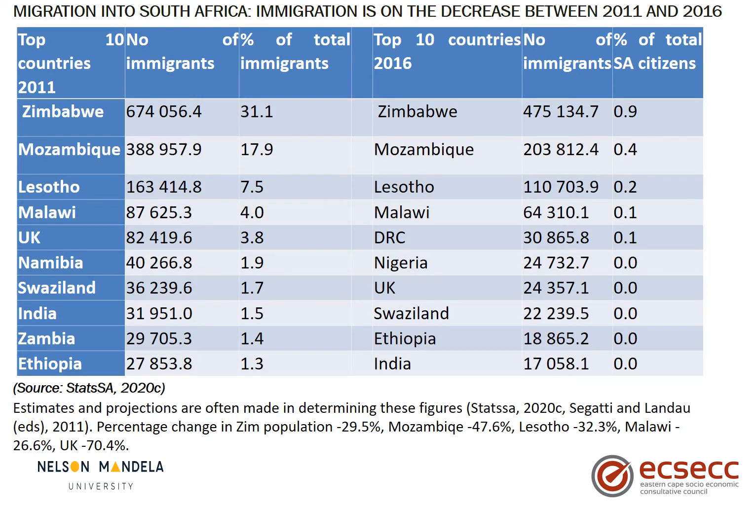Now in South Africa, in 2011, we have the top 10 countries whose nationals were present in South Africa, and also we have the top 10 nationals who were present in South Africa in 2016. But if we look at the two periods, we can see that actually migration is decreasing. Documented migrants are reducing. For example, the Zimbabwean population has reduced by about 29.5%, while the UK population in South Africa has reduced by about 70%.